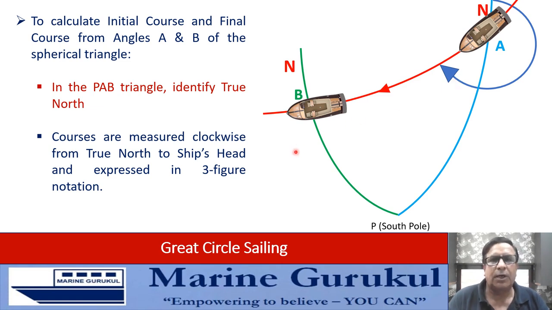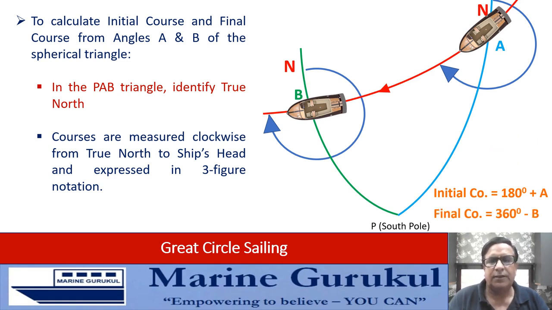Likewise, let's mark off the final course at B. The final course at B shall be this one. What you have calculated is this angle B. This angle B is equal to this one, which is vertically opposite. And what do we see? The final course is 360 degrees minus angle B. So in this case, the initial course is 180 plus angle A, and the final course is 360 degrees minus angle B. With these couple of illustrations, I'm sure now you'll be able to get initial and final courses having calculated the internal angles A and B of the PAB triangle.